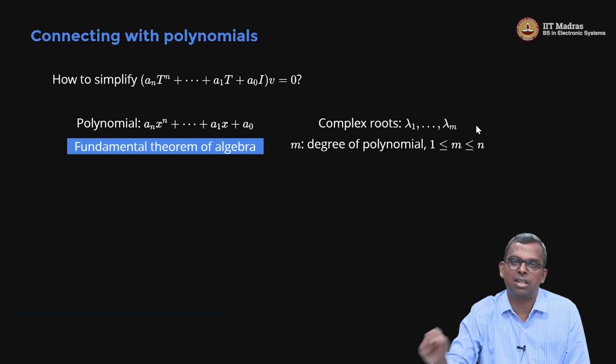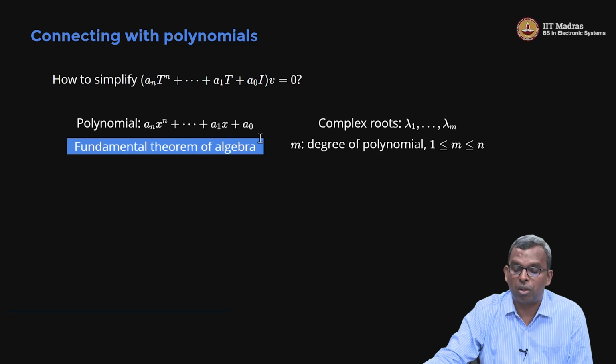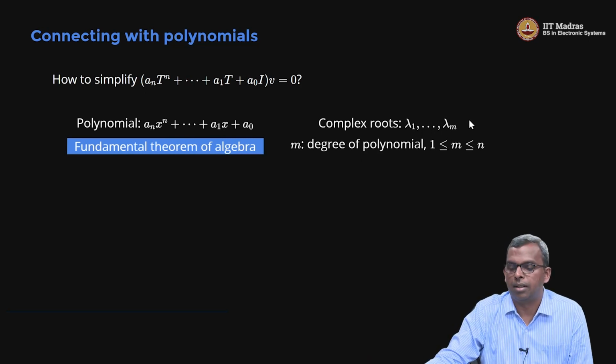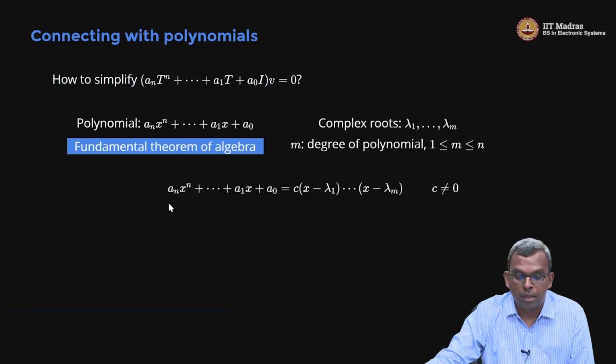I said you have to use complex numbers, because the Fundamental Theorem of Algebra guarantees roots only in the complex numbers. It's not real anymore. Okay, so you have lambda 1 to lambda m. This is the degree m polynomial, and it has roots lambda 1 to lambda m. What does that mean? This polynomial factors into some constant c multiplied by x minus lambda 1 and so on till x minus lambda m, and the c is non-zero.